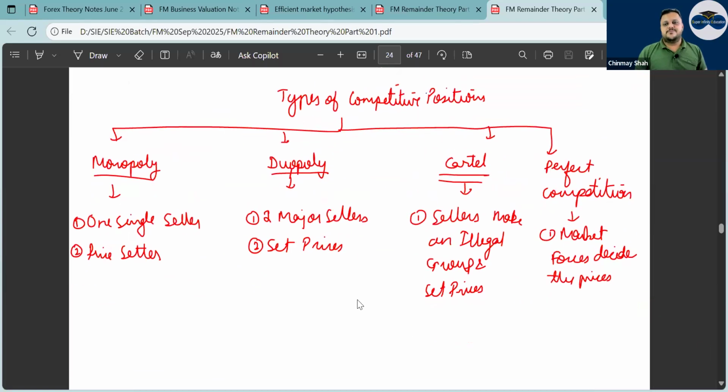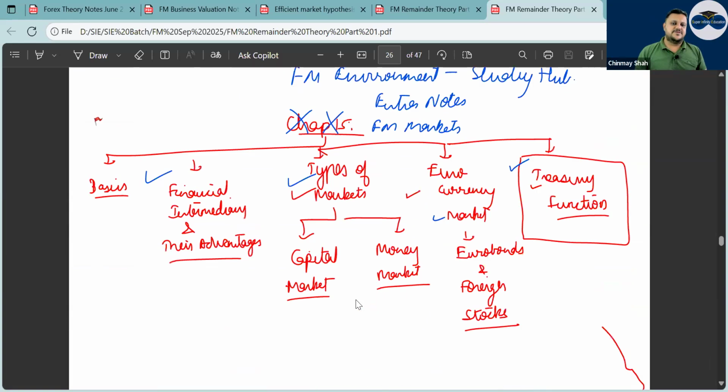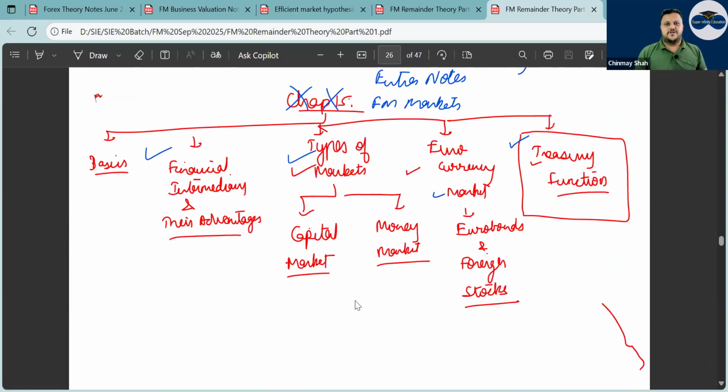There are 4 types of competition policy: monopoly, duopoly, cartel, perfect competition. Monopoly is one single seller, is the price setter. Duopoly, 2 major sellers, they set prices. Cartel is sellers make an illegal group and set prices. Perfect competition, market forces decide the price.